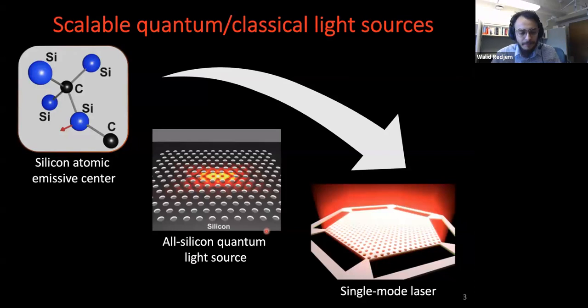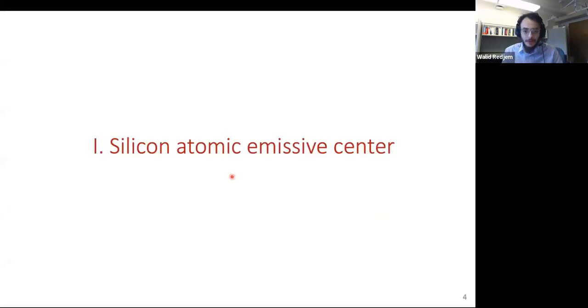And in that sense, I worked on two different topics. The first one is the discovery of silicon atomic emissive centers, how we managed to discover them, isolate them, and also how we managed to integrate them into a nanophotonic cavity to enhance their photoluminescence. And at the end of the talk, I will also mention my recent work on scalable single mode surface emitting lasers. So let's start with the silicon atomic emissive centers.